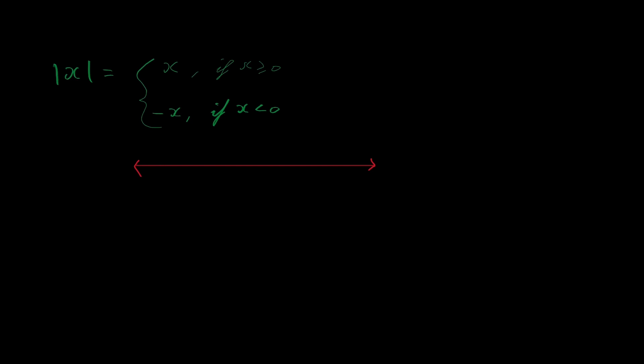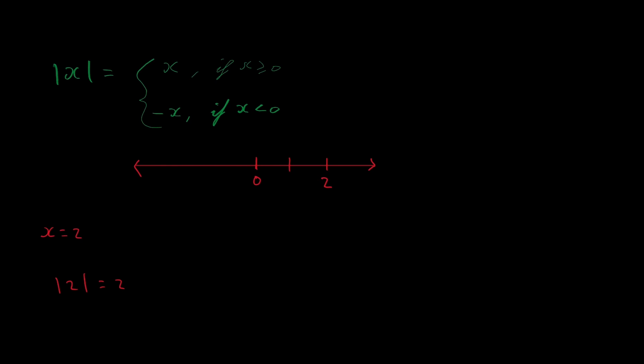Well, let's think of x equals 2. All right, so here's 0, and let's say 2 is here. Well, how many units away from 0 is 2? Well, that's what the absolute value of 2 would be asking. How many units away from 0 is 2? Well, it's 2 units away from 0. Its distance from 0 is 2 units.